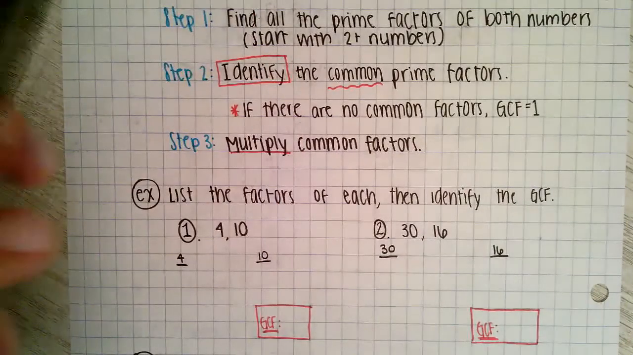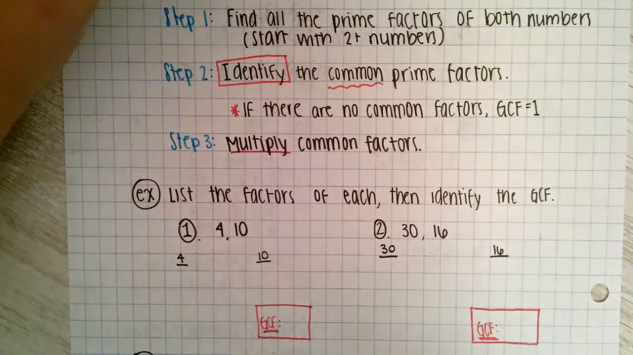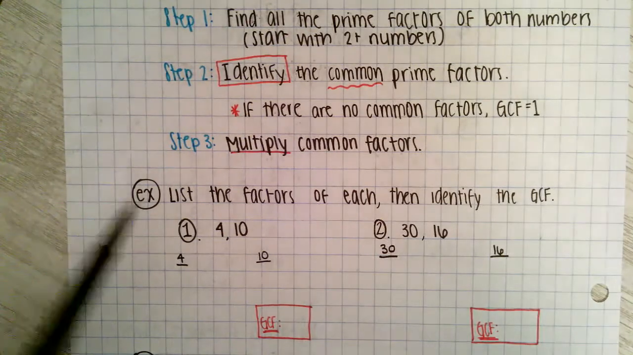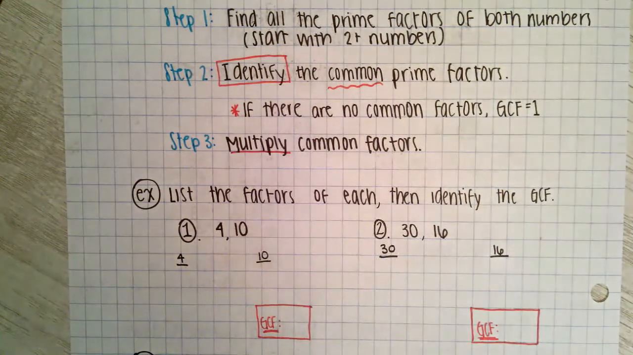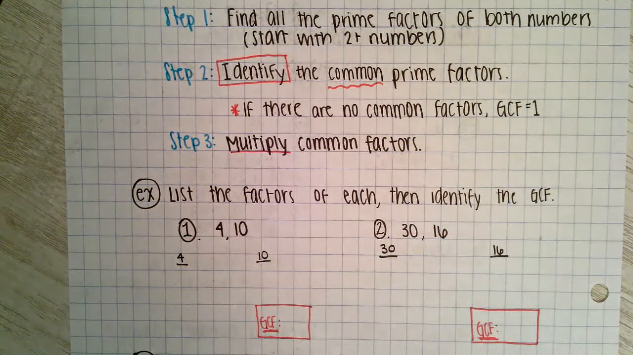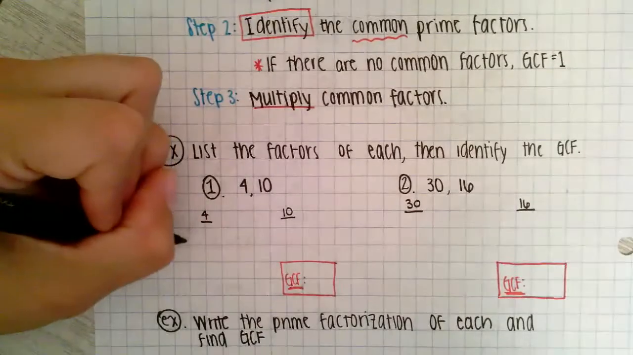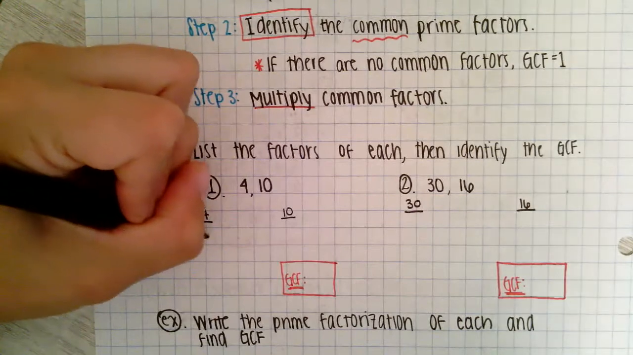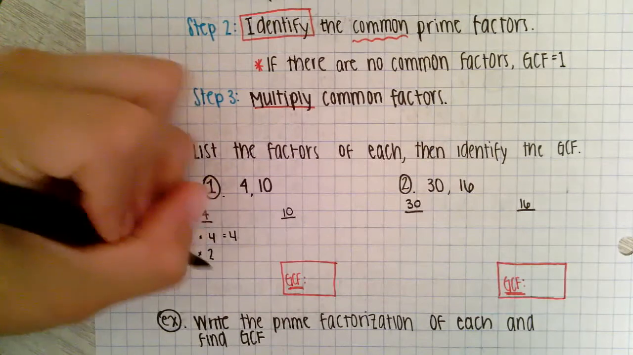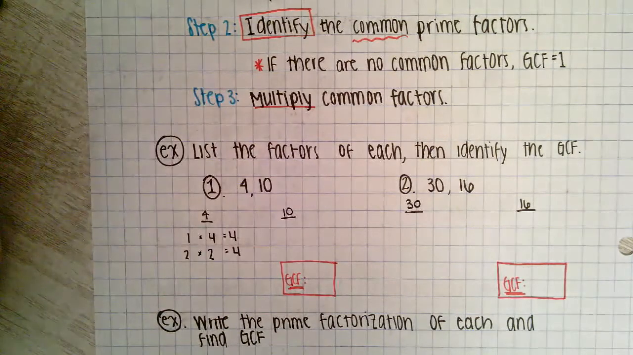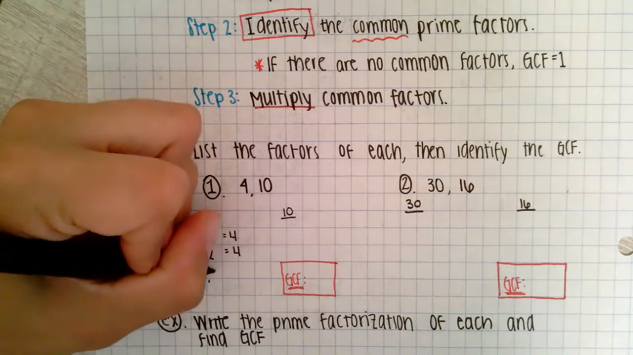All right, so example 1, you are given 2 numbers, 4 and 10. This part is actually just asking you to list all the factors of each, then identify the greatest common factor. So right now I'm doing what I did yesterday with factoring. I'm just going to find the factors. So 1 times 4 equals 4. 2 times 2 equals 4. So my factors of 4 are 1, 2, and 4.